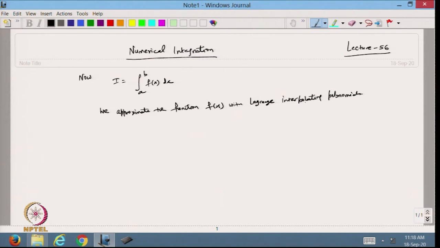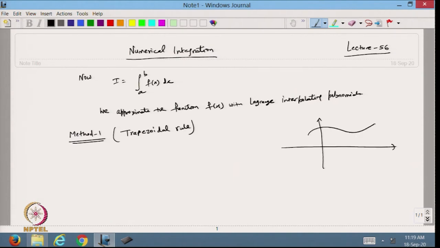I know that this Lagrange interpolating polynomial can be linear, quadratic, or cubic. So based on this, we will get different types of methods. So I just take method 1, and we call it the trapezoidal rule.